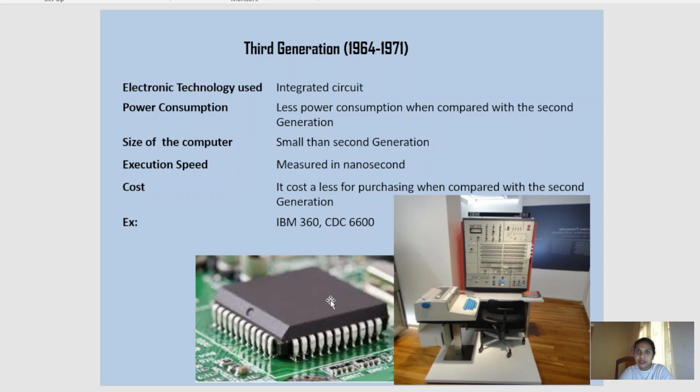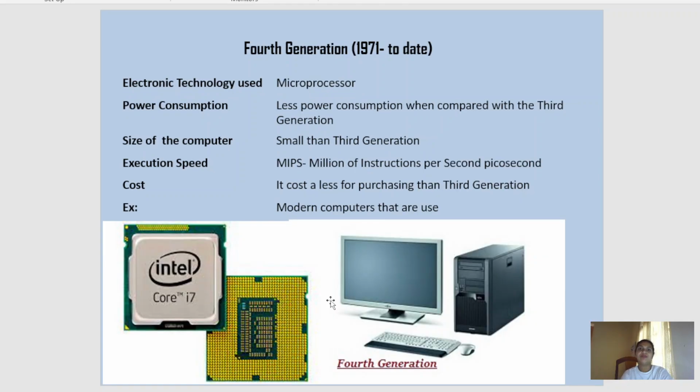Let's move to fourth generation computers. We are also in the fourth generation, no? I think all of you know we are using microprocessors as the electronic technology in our computers. Power consumption is less when compared with the third generation. How about the size? It is smaller than the third generation, and the execution speed is millions of instructions per second, in picoseconds. And how about the cost? It costs less to purchase than the third generation.